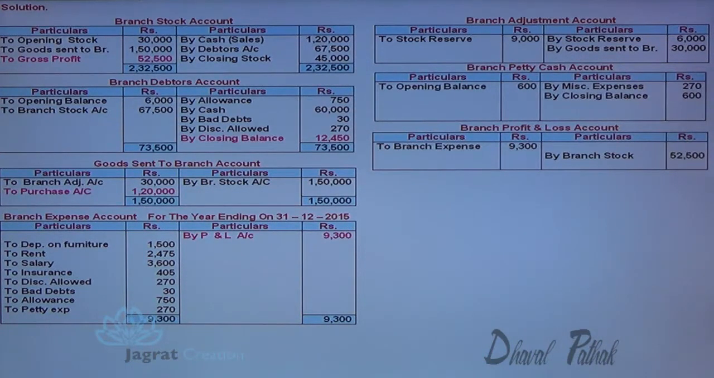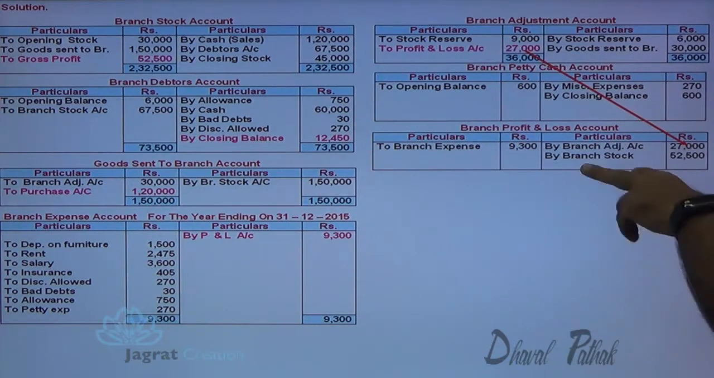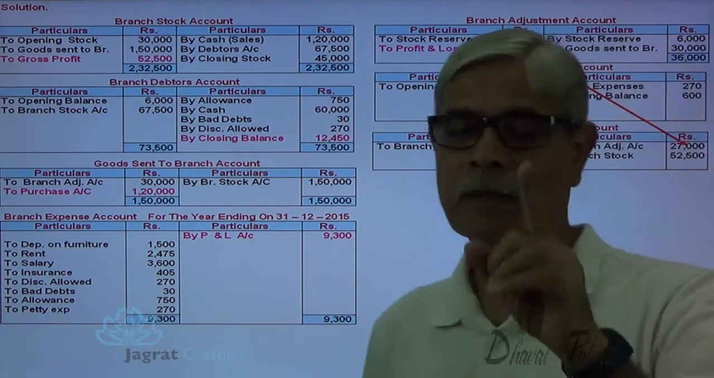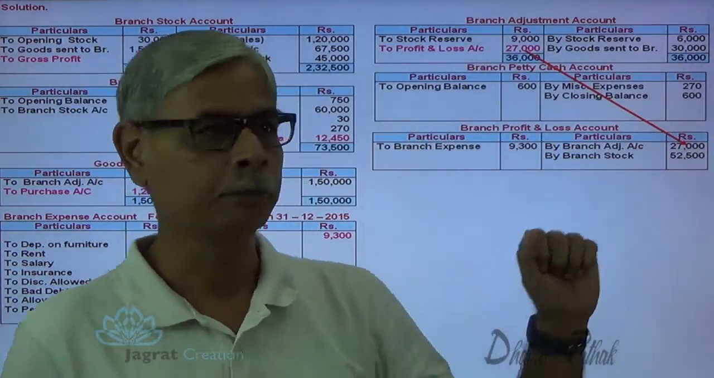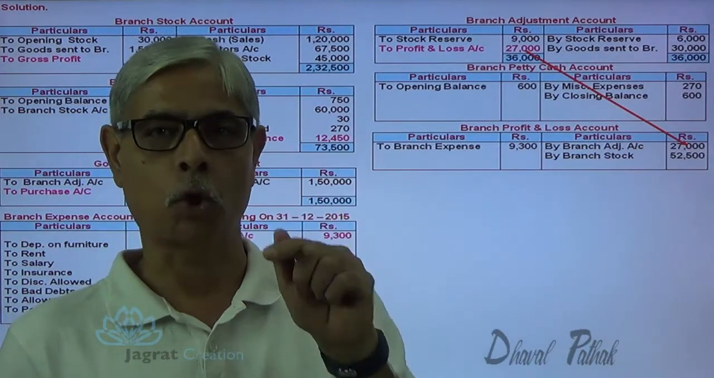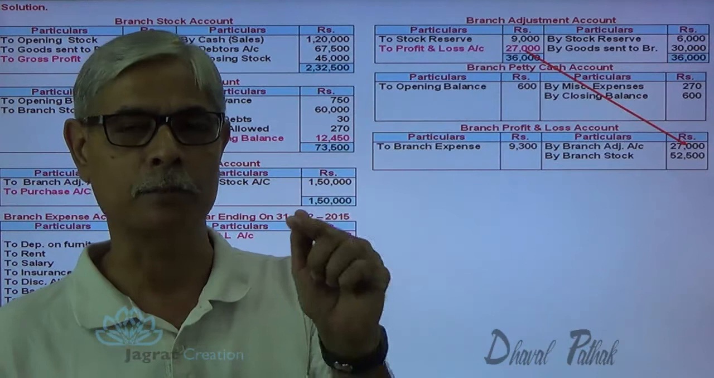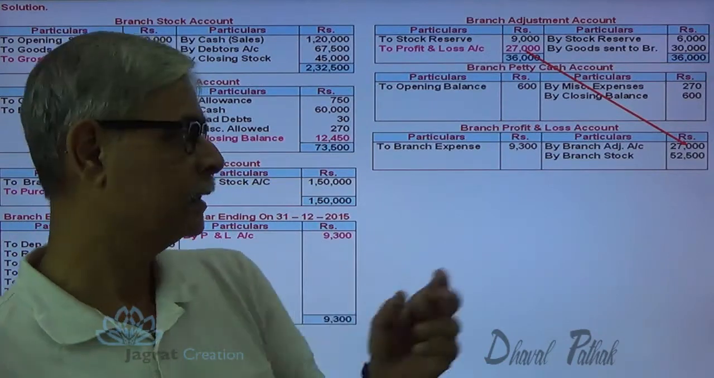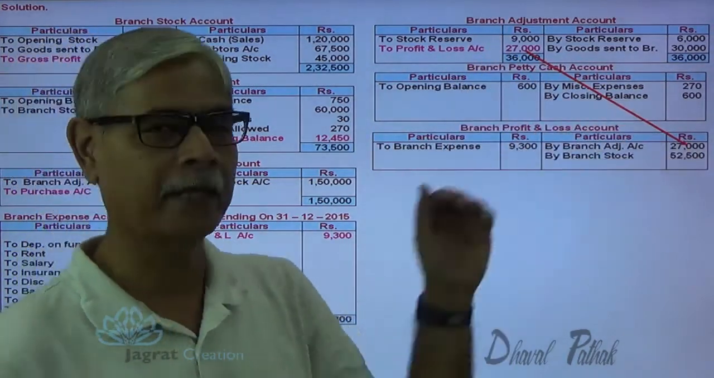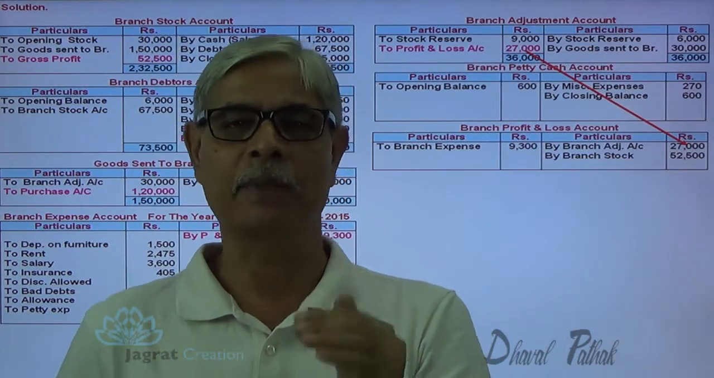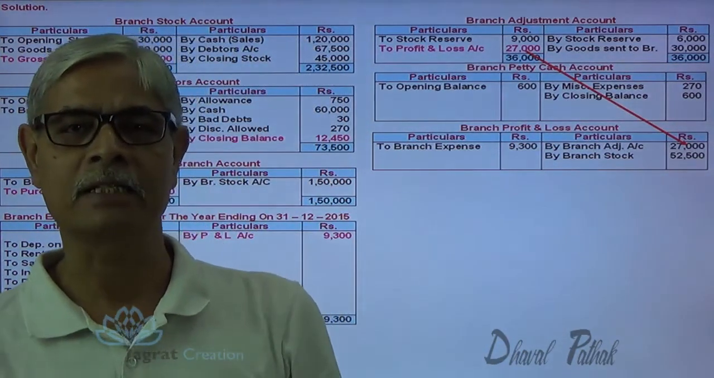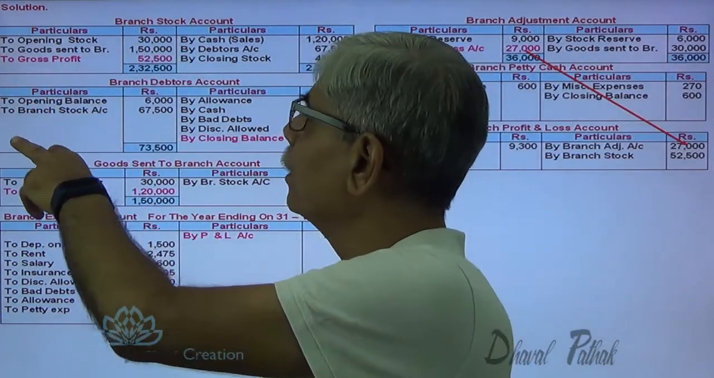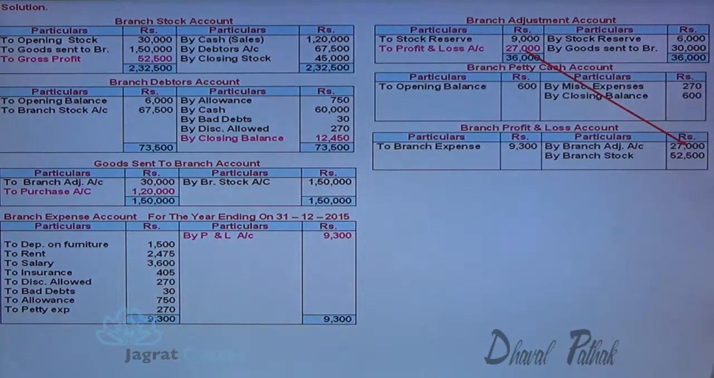Now the branch adjustment account also shows a gross profit, which is the difference between cost price and invoice price. So 36,000 minus 27,000 is also transferred to profit and loss account. So this branch profit and loss account has got two types of gross profit. One gross profit is identified as the difference between the cost price of HO and the invoice price at which the goods are sent to the branch. This difference is identified as gross profit in the branch adjustment account, and if the goods are sold by the branch manager above the invoice price, whatever profit is earned thereby is disclosed in the branch stock account. So there are two types of gross profit.